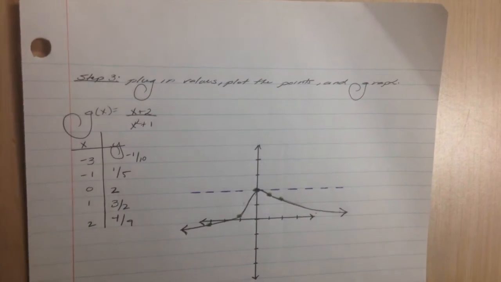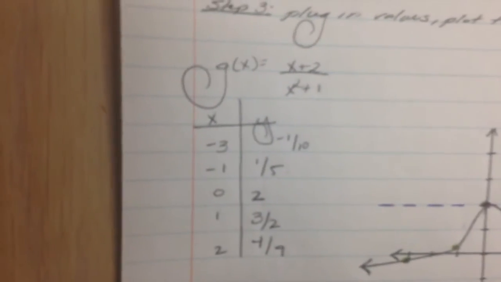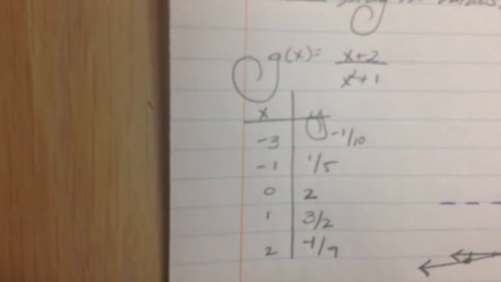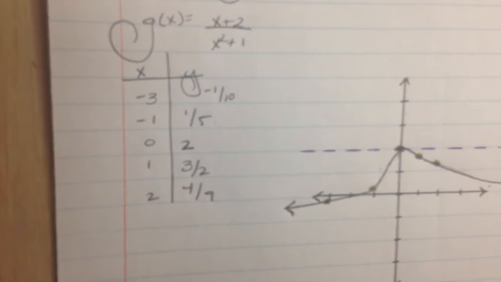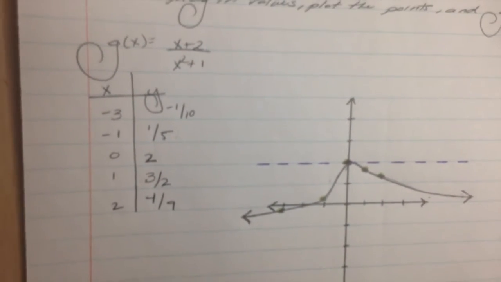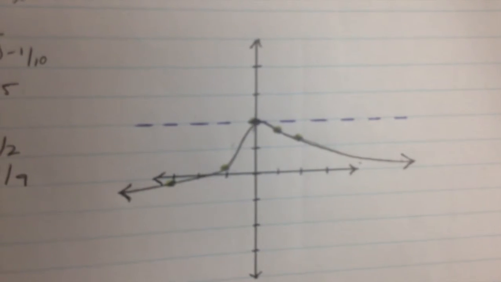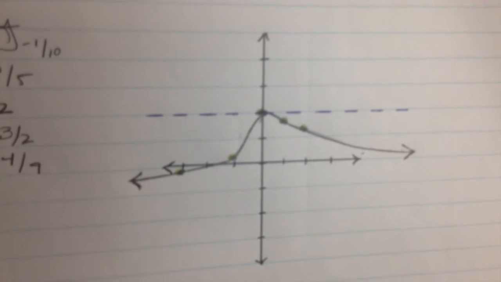At step 3, we're going to plug in values, plot the points, and then graph. G of x equals x plus 2 over x squared plus 1. We're going to plug in the points negative 3, negative 1, 0, 1, and 2, where we're going to get the y values negative 1/10, 1/5, 2, 3/2, and 4/9. There you can see the blue dotted line is the asymptote at y equals 2, and we're going to plot the points and then draw the graph.